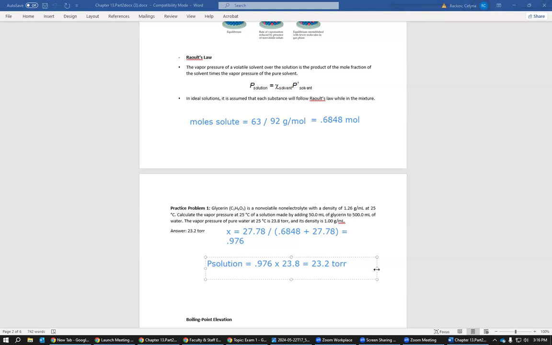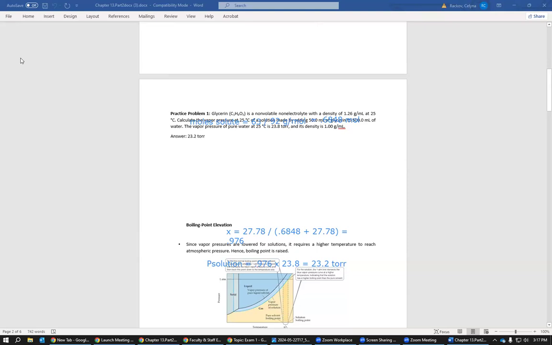So the pressure of the pure solvent was 23.8. But when you add glycerin to the water, the pressure of the solution now will change to 23.2 torr. Okay? Let me clean here.